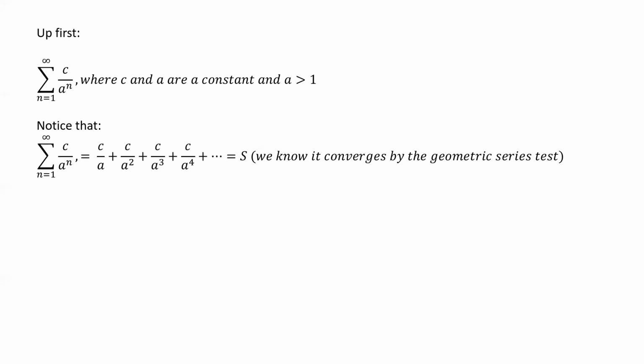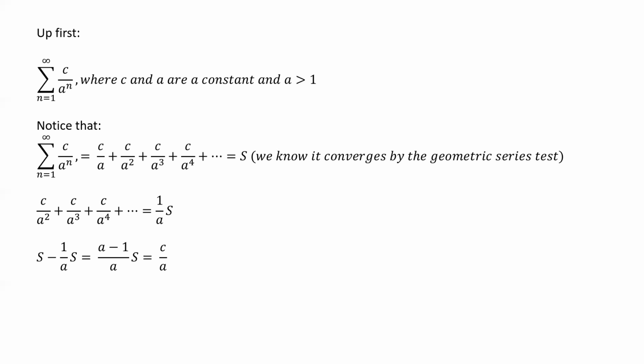And because we know it converges by the geometric series test, I can say it equals some value that we call s. And we all know the trick here, just multiply everything by 1 over a, in which case the first term would become c over a squared, then c over a cubed, and c over a fourth, and that would equal 1 over a times s. Take the first series, s, and subtract the second one, and what you end up with is s minus 1 over a times s equals c over a, because that very first term of c over a wouldn't cancel out if we subtracted the two series.